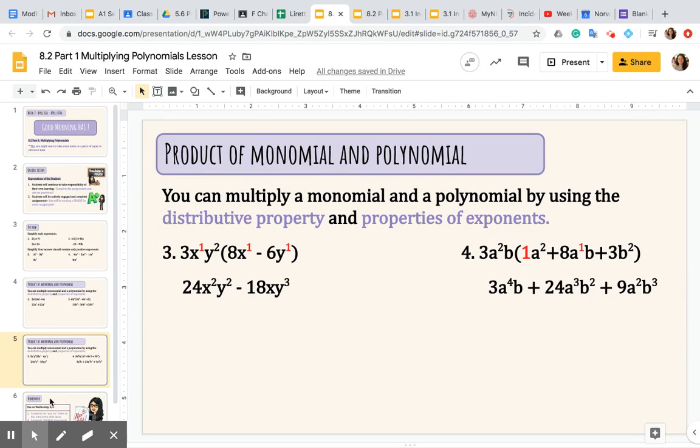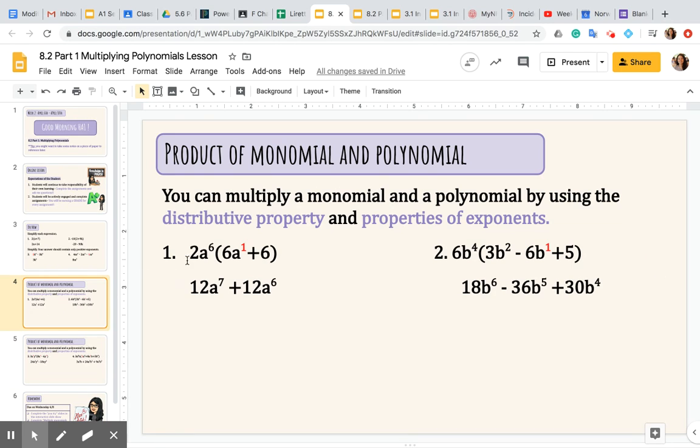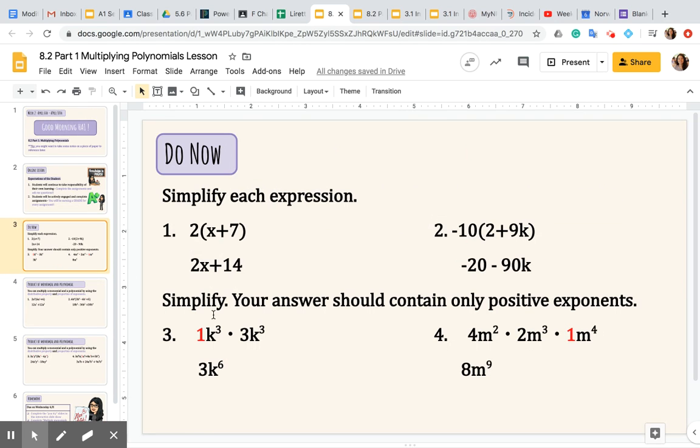And that wraps up our lesson today. So to recap, all we learned today was how do you take a monomial and multiply it with a polynomial by combining both of these properties, the distributive property and properties of exponents.